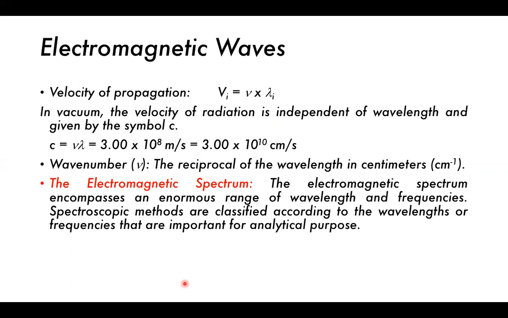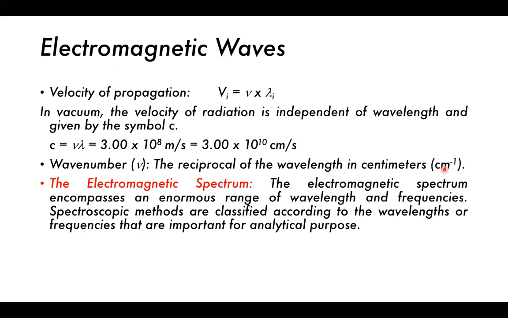Now, the wave number is given as the reciprocal of the wavelength in centimeters, given as centimeters to the minus 1. Wave number is a typical way of describing the spectra in things like infrared spectroscopy. Not so much in terms of absorption spectroscopy, but definitely in infrared spectroscopy.